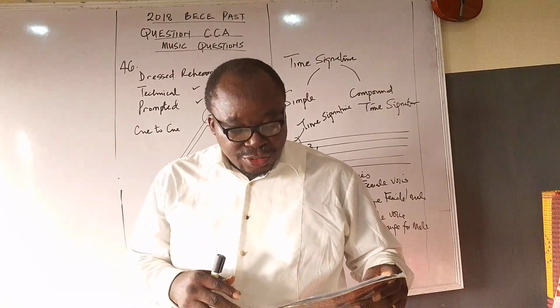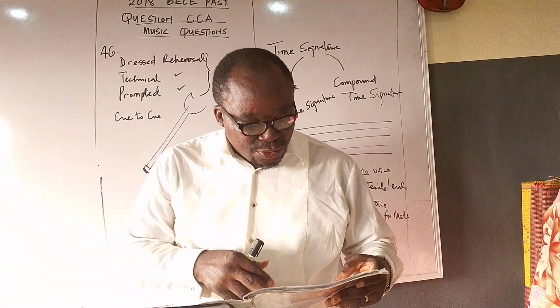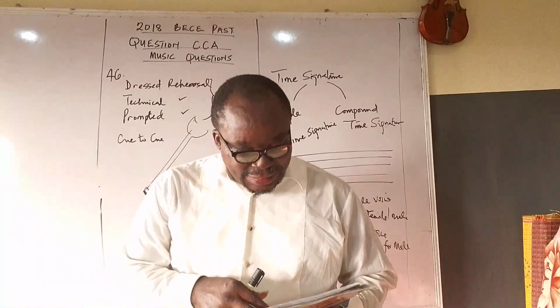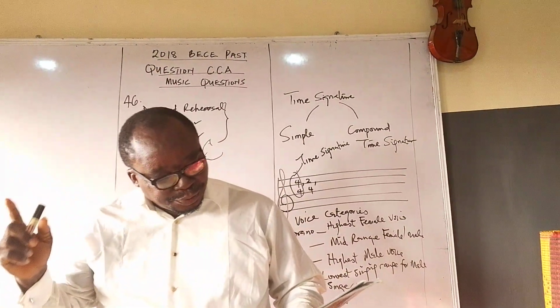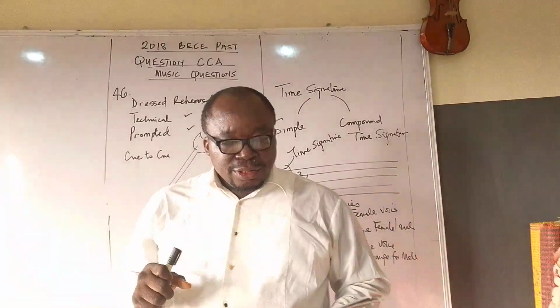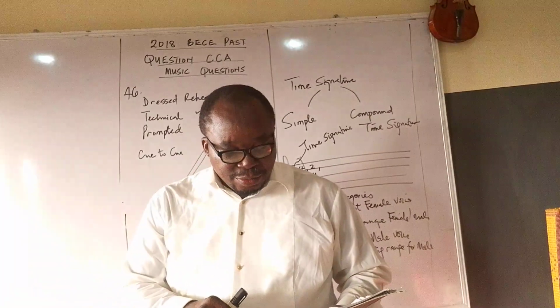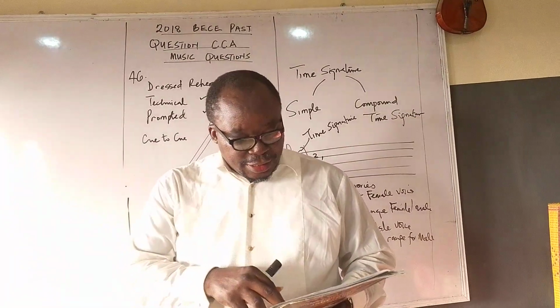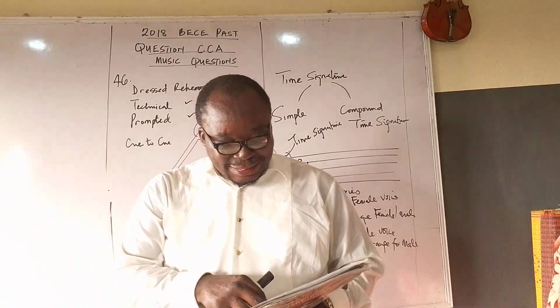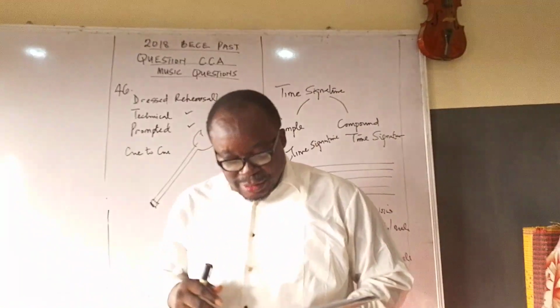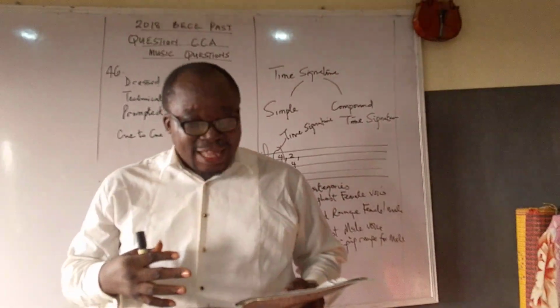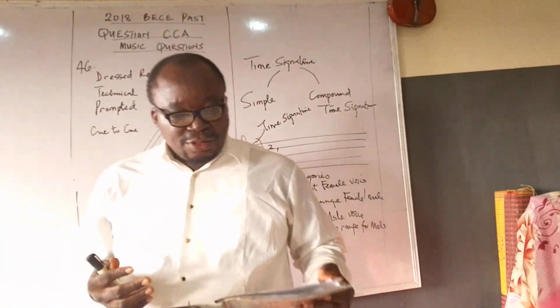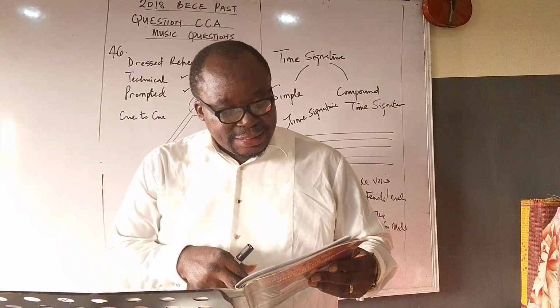Then that takes us to the very last question for this 2018 Junior WAEC question, which is question number 99. The combination of sound in a manner that is pleasant to the ear is music. Music is a combination of sound that is pleasant to the ear.